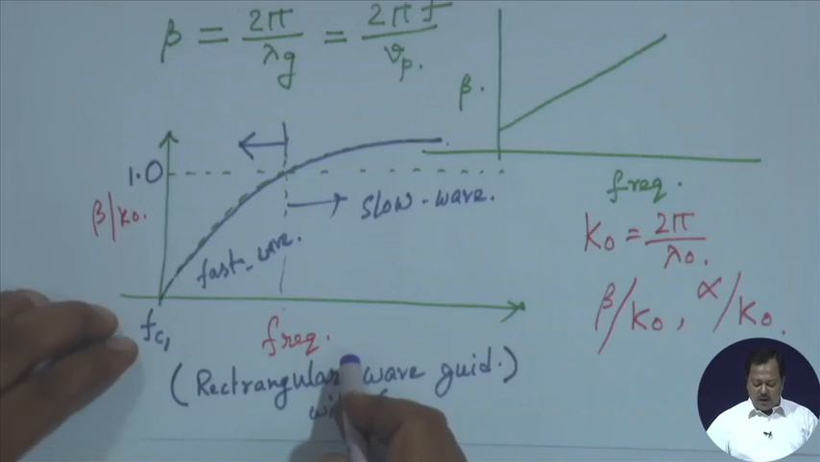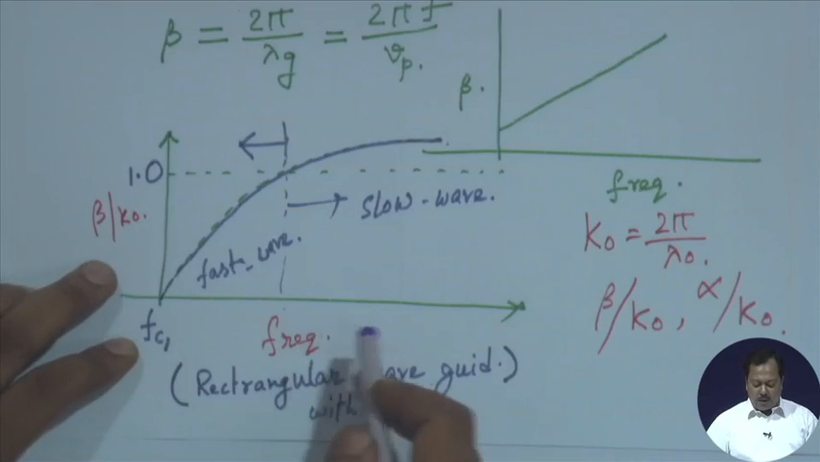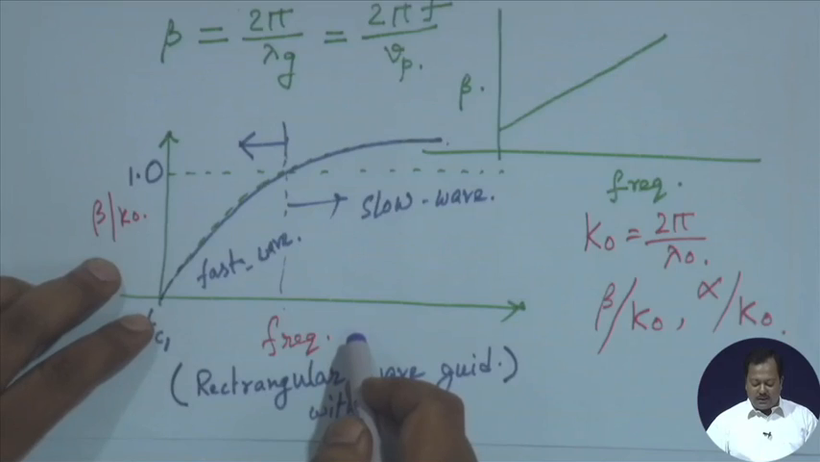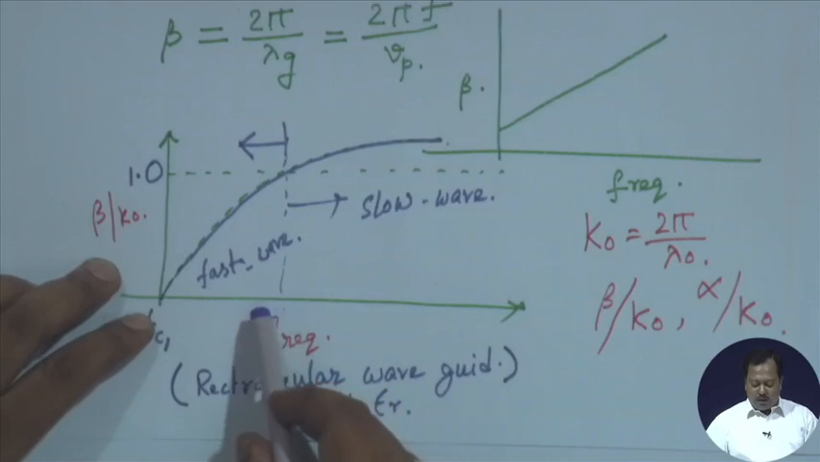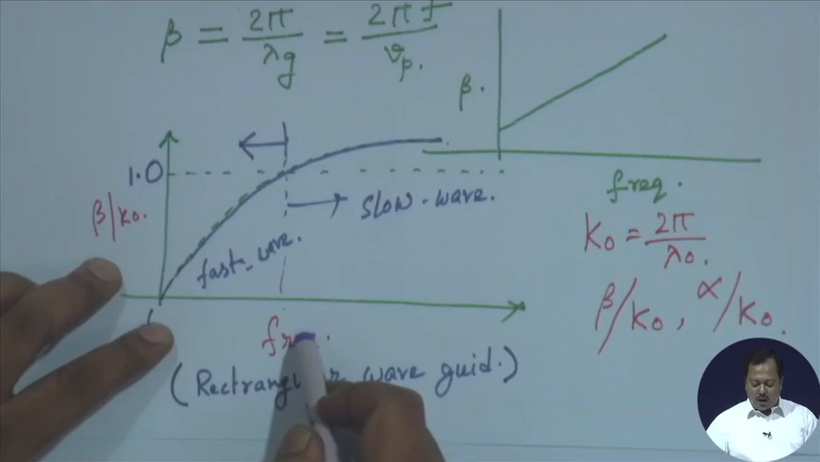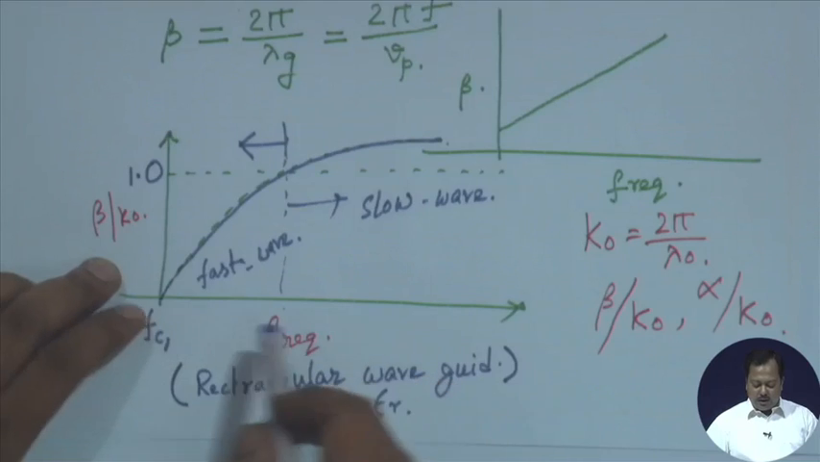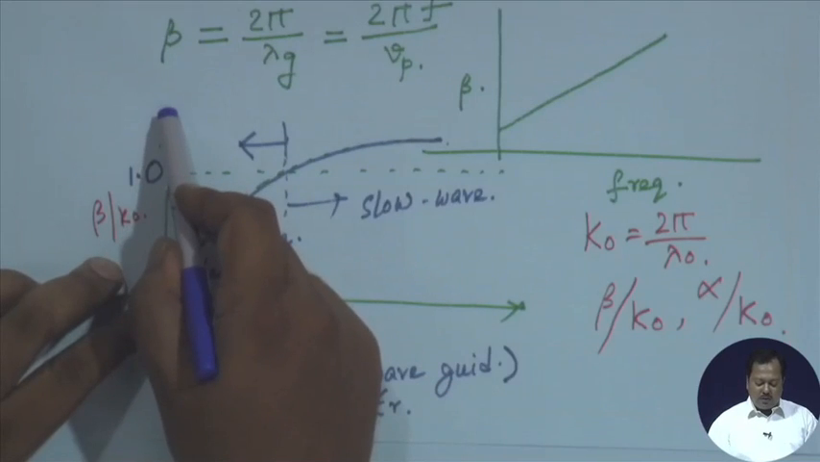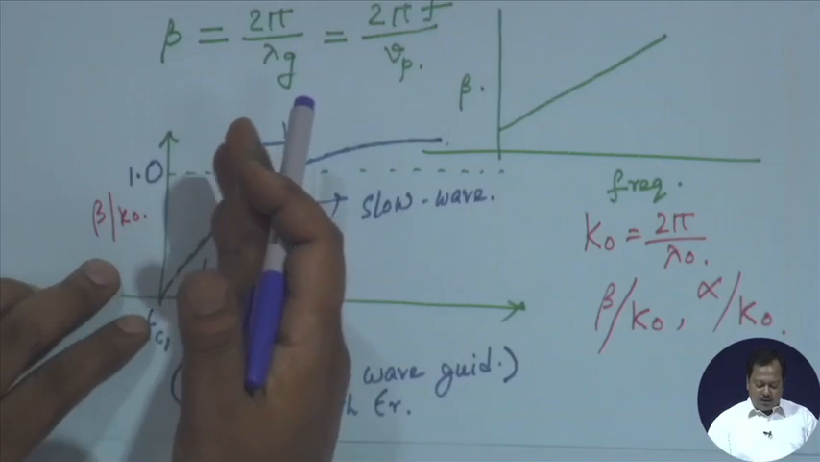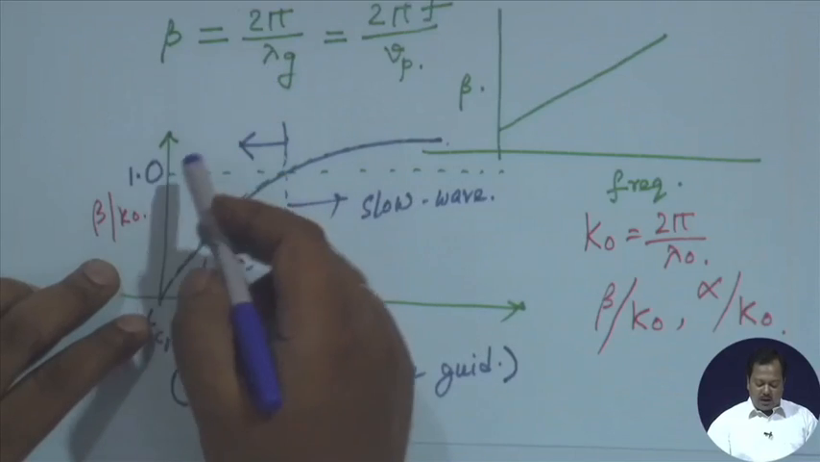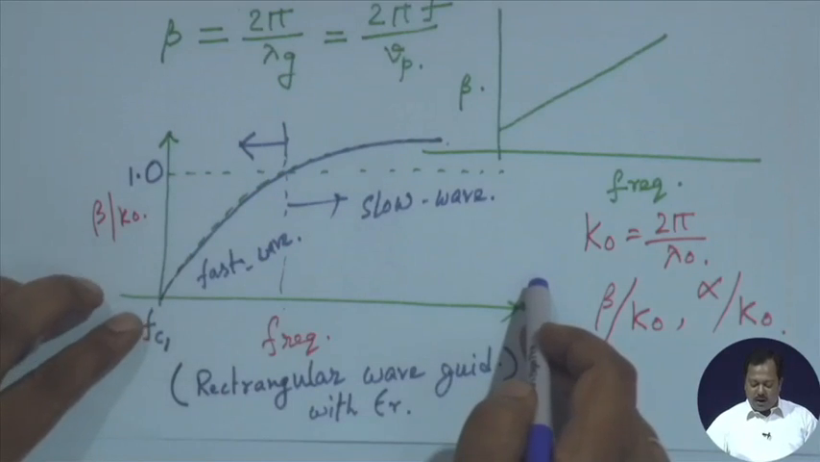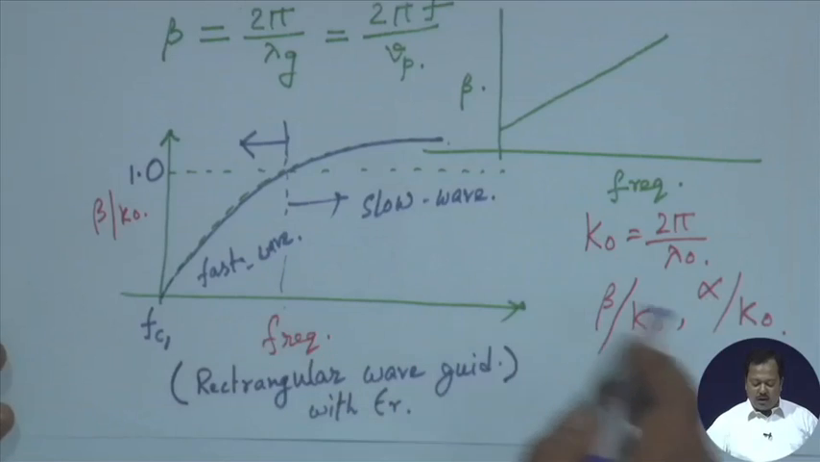Similarly, we may have another plot of alpha by k naught versus frequencies, from which we will have an idea of how lossy the line is. For a rectangular waveguide, if I plot alpha by k naught versus frequencies, it will be highest at cutoff frequency, and actually it is infinity, and if I increase frequency, alpha by k naught decreases with frequency.